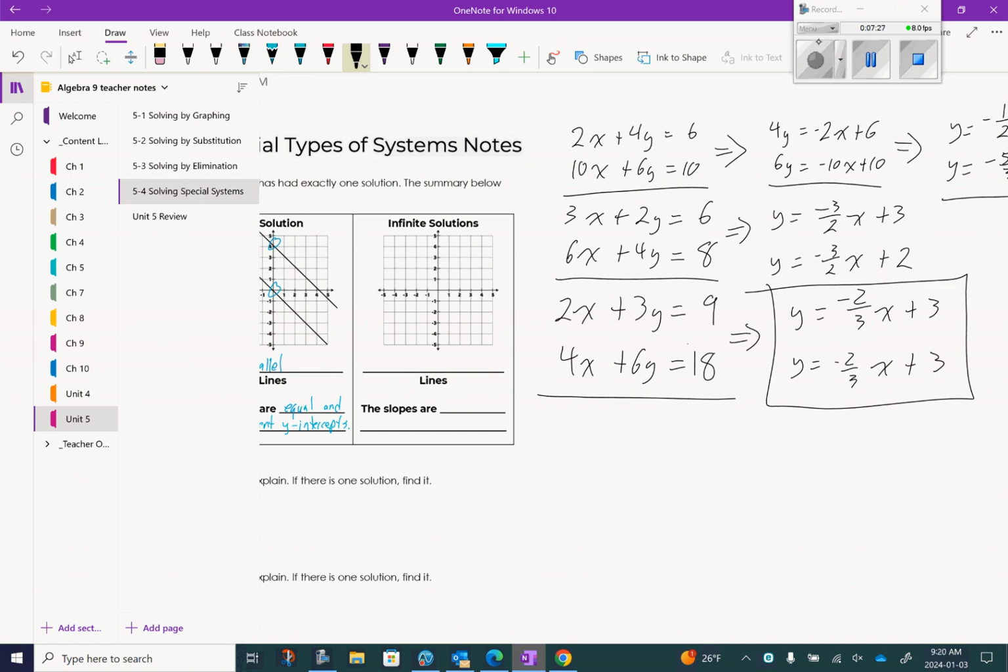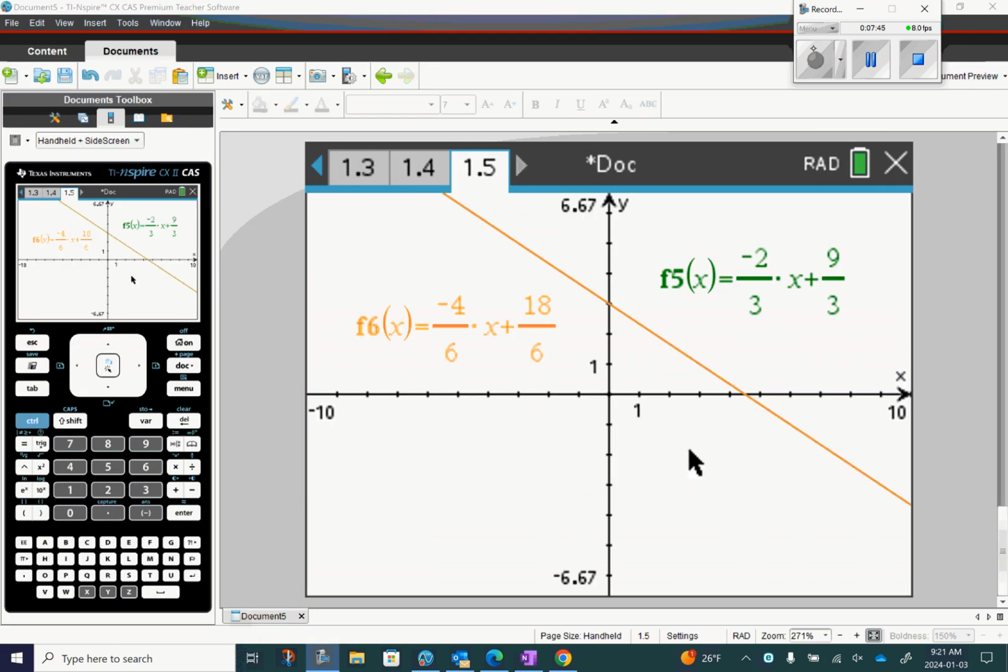When I take those equations that looked like nothing really interesting at the start and put them in slope-intercept form and reduce them, I get the exact same thing. This time I typed in the equations without reducing. For the first one, yeah, it was negative 2 over 3 for the slope. For the second one, it's negative 4 over 6, and we saw that reduces down to 2 over 3.